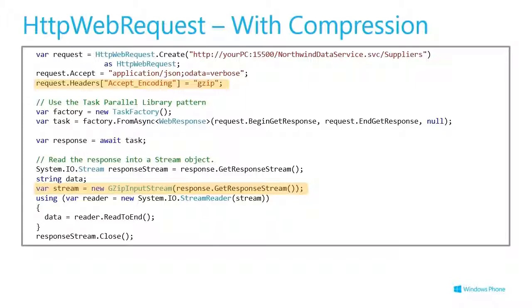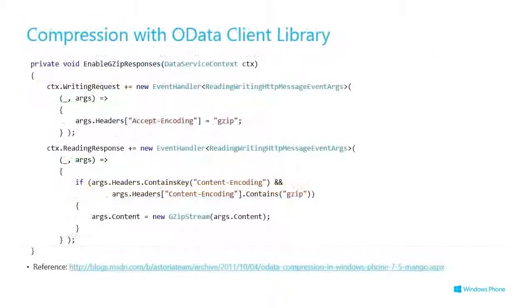So just a few slides for doing compression. This is how you do it with an HTTP web request. You just need to set the accept encoding header to gzip, and then when it comes down, you get that response stream, and you pass that into a gzip input stream, and that will unzip it for you. With an OData client library, you can use a technique like this. The reference at the bottom is where it came from, the Astoria team.